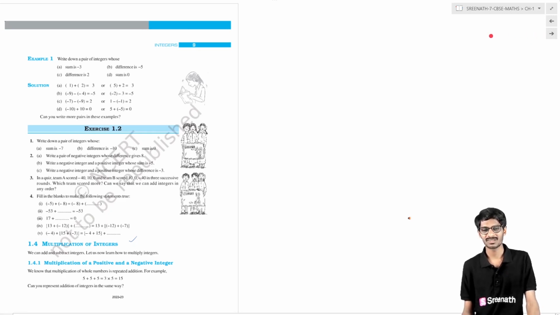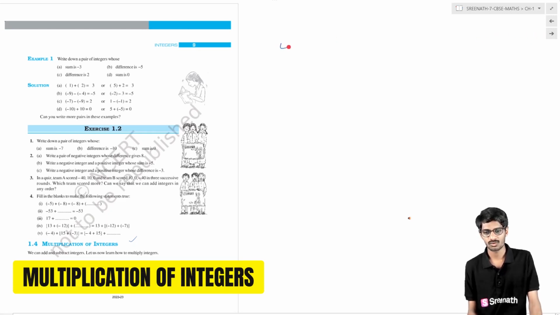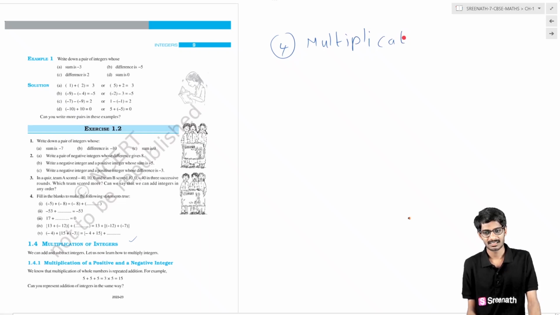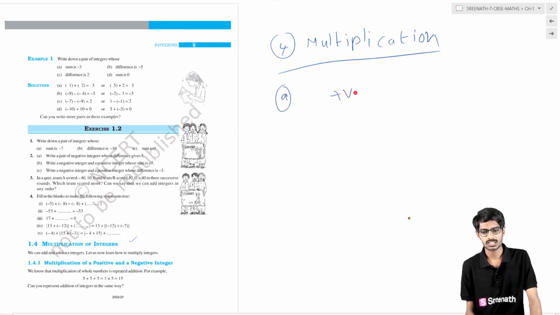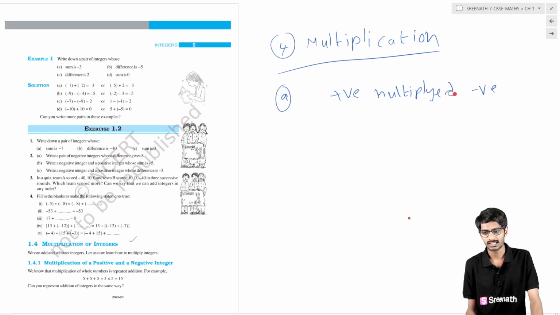After that, we have completed the third topic. Now we have entered the fourth topic. What is the fourth topic? Multiplication of integers. How will we multiply integers? Basically, the first topic is multiplication of a positive and a negative integer. The first topic is a positive integer multiplied with a negative integer. What happens?